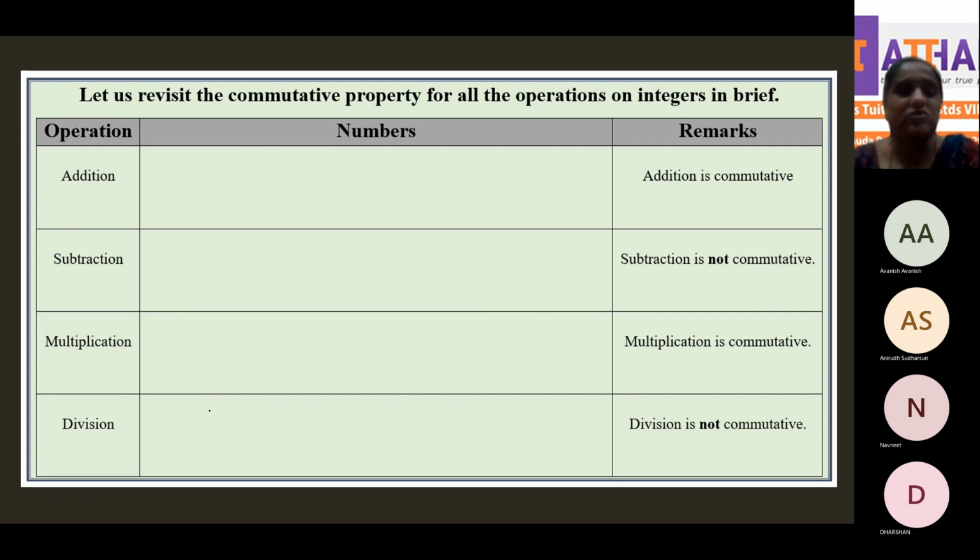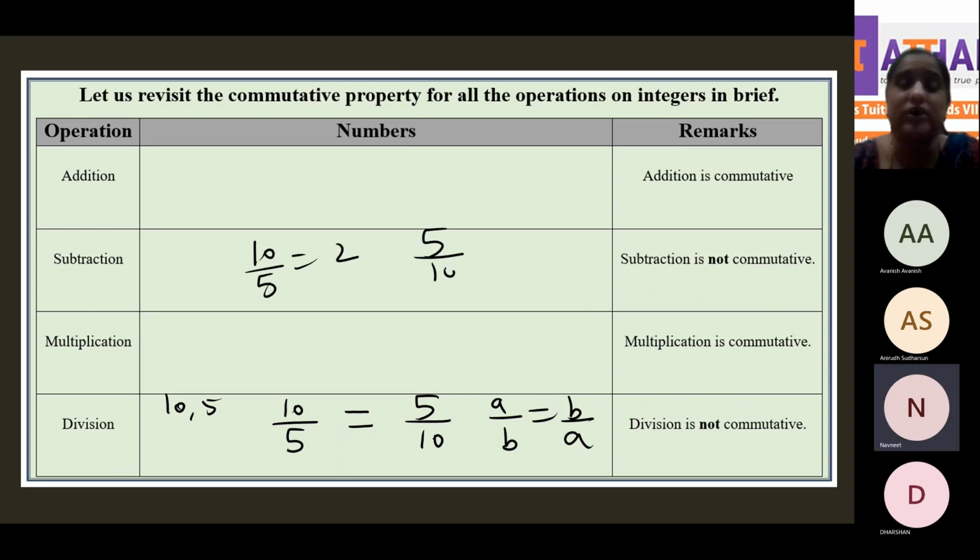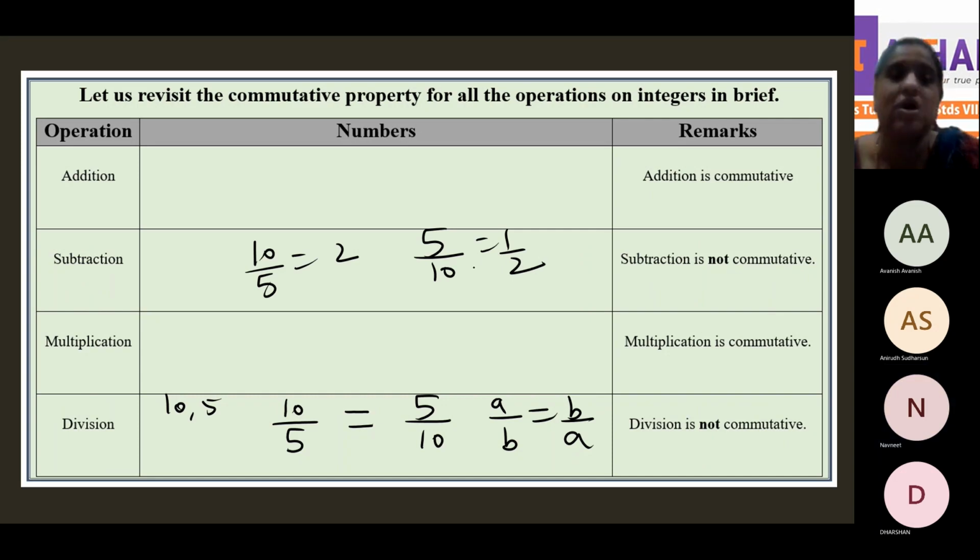When you do A by B, supposing you take the integers 10 and 5, 10 divided by 5, this answer should be the same as 5 divided by 10. That is, A by B should be the same as B by A. If it is equal, it is commutative. Is division commutative? No, because when you do 10 by 5, you get 2, but when you do 5 by 10, you get 1 by 2. So division is not commutative on integers.